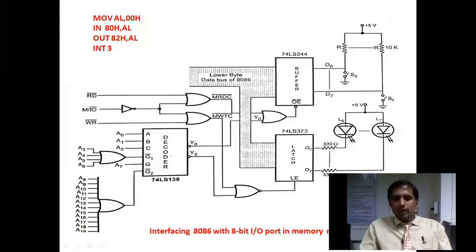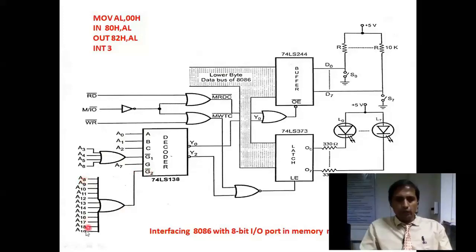You know, if it is memory mapped IO, how many address lines are required? 20. So we have 20 address lines here. A0, A1, A2 are connected to A, B, C. A3, A4, A5, A6 are connected to G1 bar. A7 is connected to G only. Whereas G2 bar is now connected to many address lines. All are connected to an OR gate. The output of the OR is connected to G2 bar.